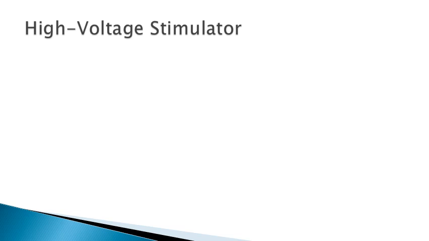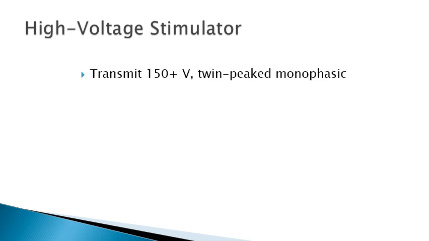Okay, high voltage stimulator. High volt gets classified anytime you get greater than 150 volts, and high volt is considered a twin peaked monophasic current. A lot of people tend to think, because they only see the charge on one side of the current, that it's direct current. But high volt is not direct current, it's monophasic. The reason it's not considered a direct current is because, again, it's still pulsed.